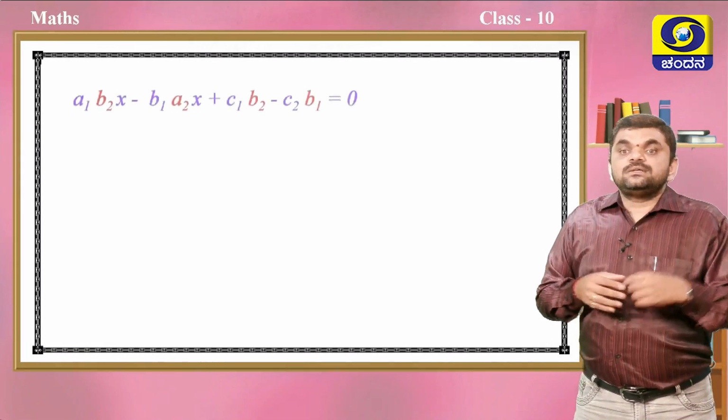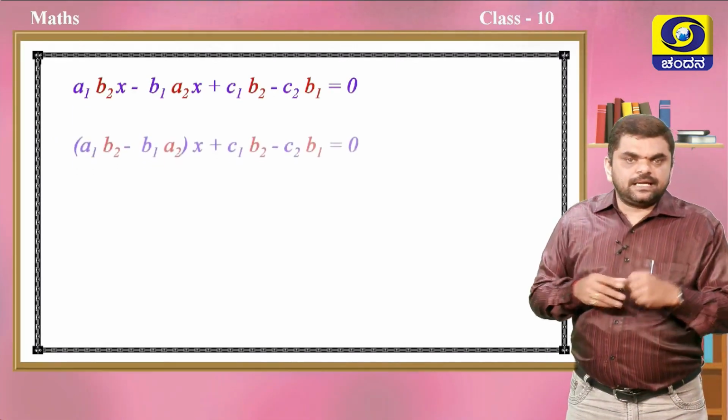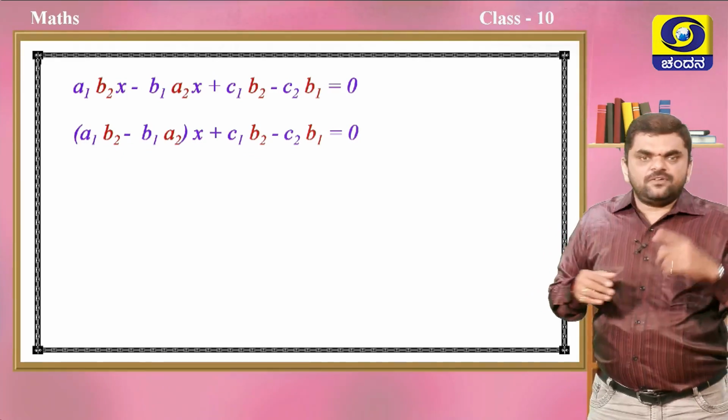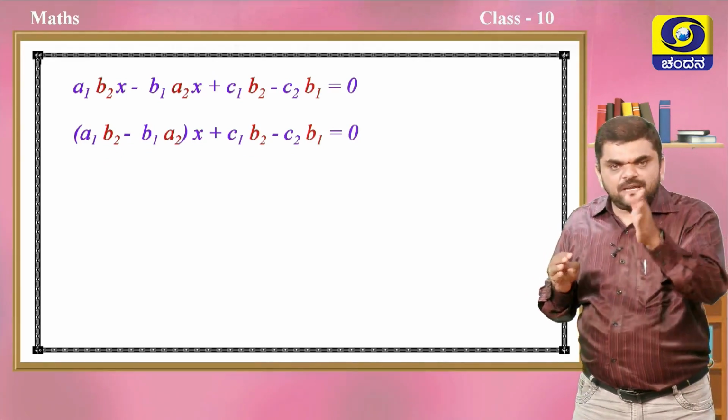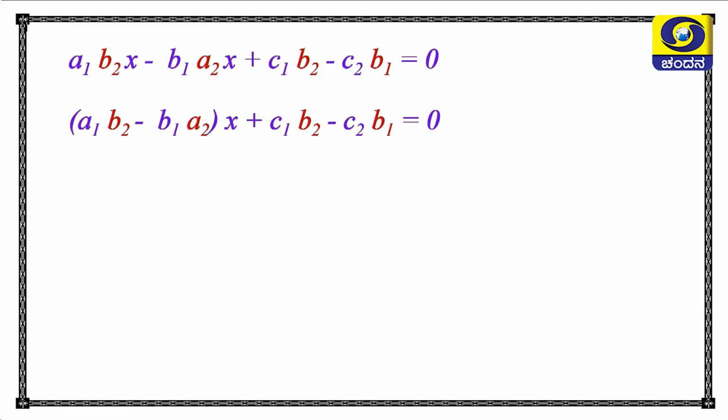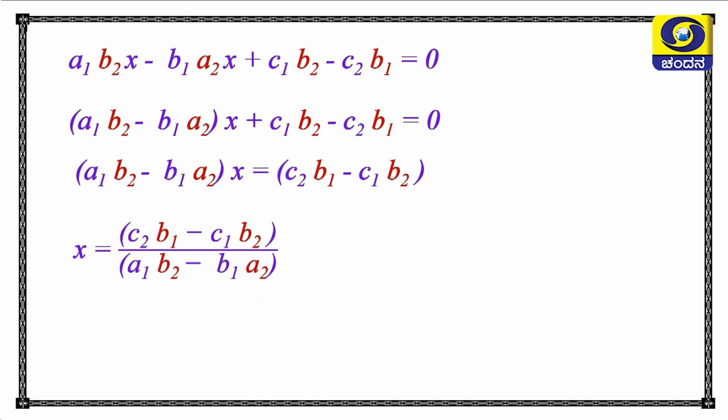Now what do we do? Take out the common factor x. By taking the common factor x, we will get (a1 b2 minus b1 a2) into x plus c1 b2 minus c2 b1 is equal to 0. Now transfer this constant to the right side, that is RHS. We will get (a1 b2 minus b1 a2)x is equal to c2 b1 minus c1 b2. Observe here children, the signs are going to interchange when we go to the right side. When we transfer this to the right side, the signs of those constants automatically interchange.